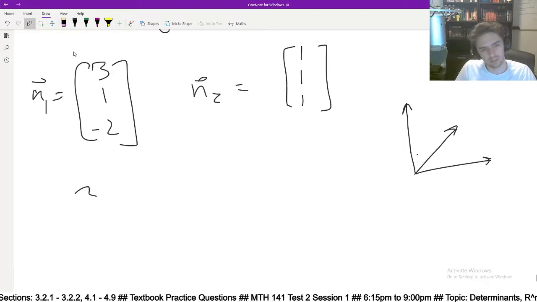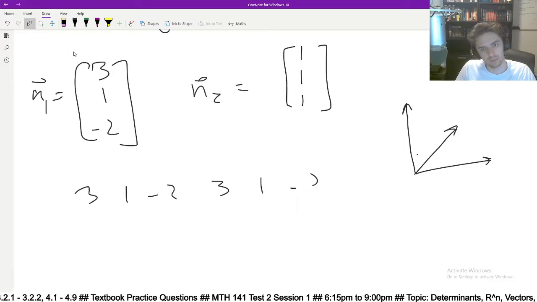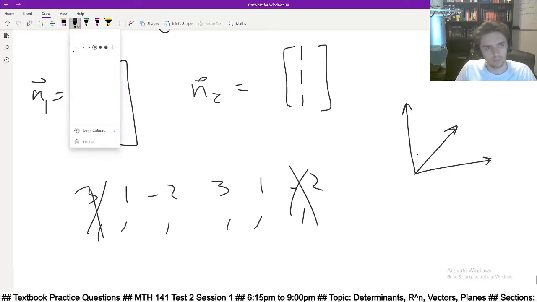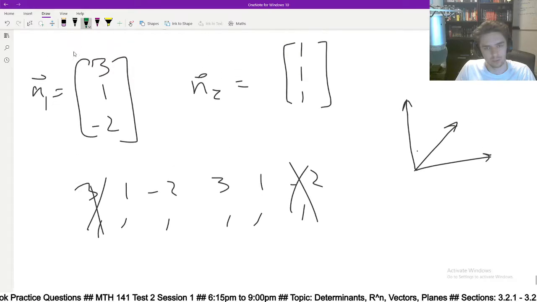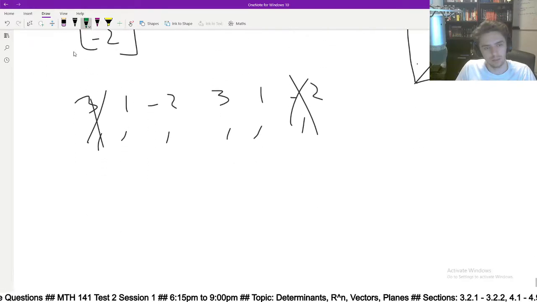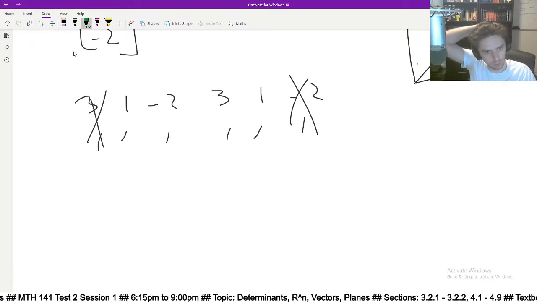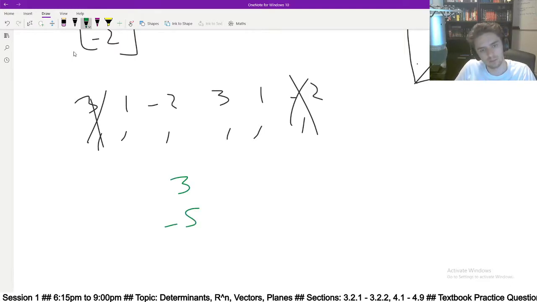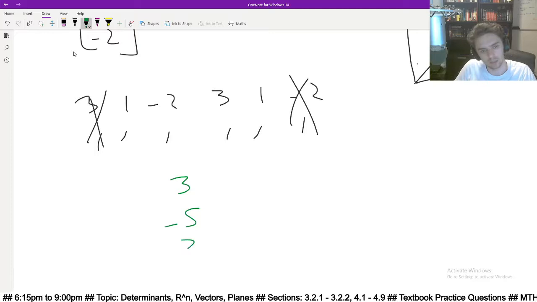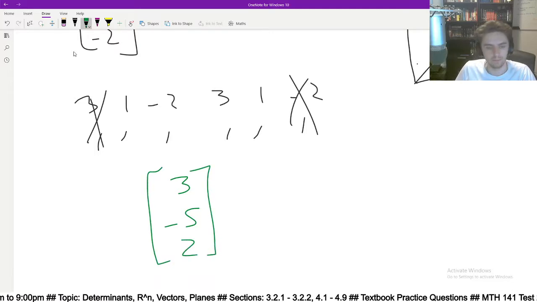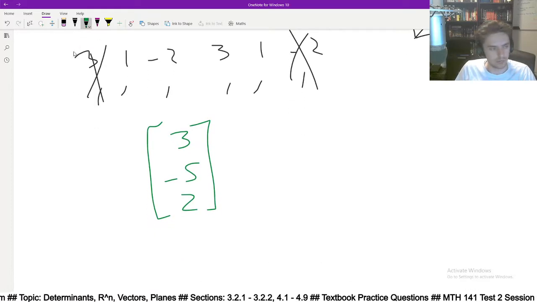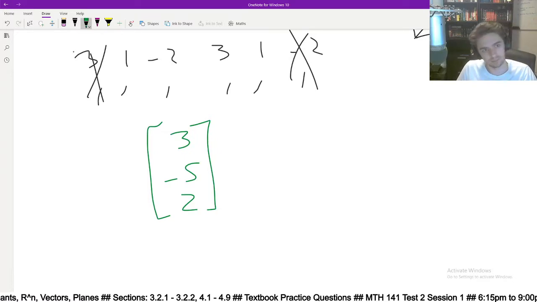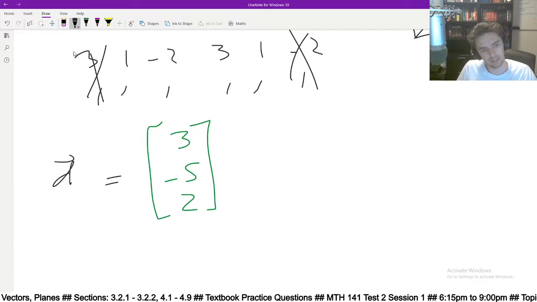So let's do the cross product of this. 3, 1, minus 2, 3, 1, minus 2, 1, 1, 1, 1, 1, 1. So I just wrote the coordinates twice of each one. The first component of the answer is 1 plus 2, so 3. Negative 2 minus 3, negative 5. 3 minus 1 is 2. That's the direction of our line. Right, that's the direction.